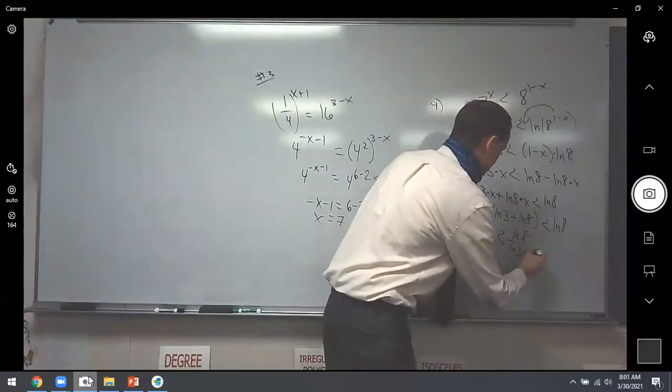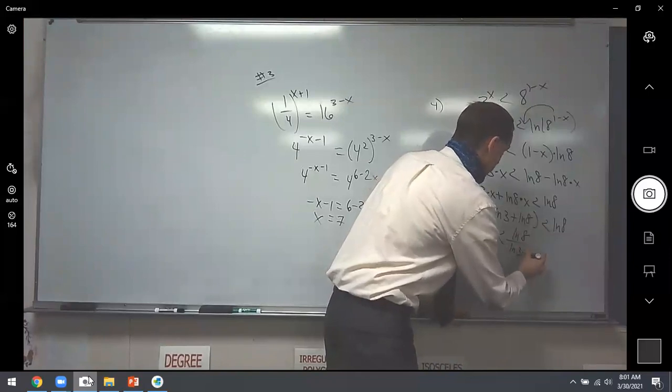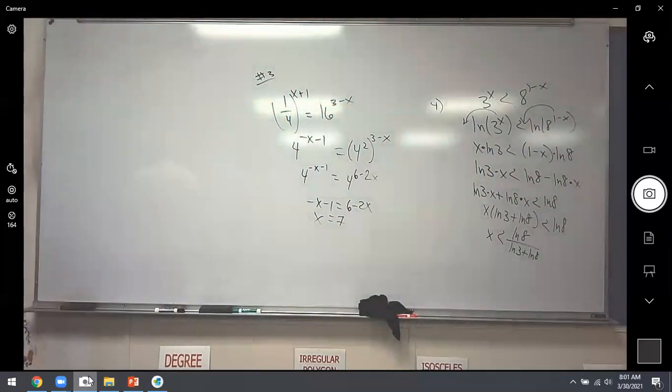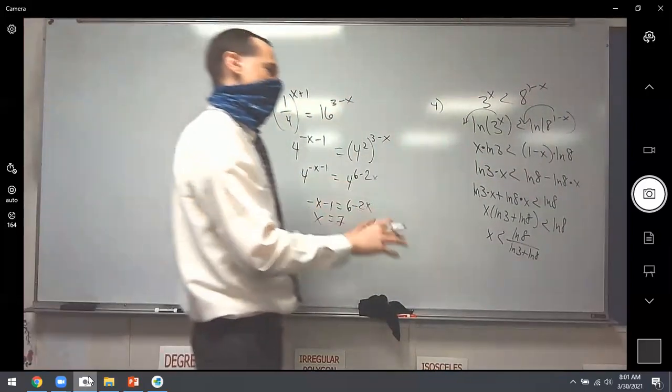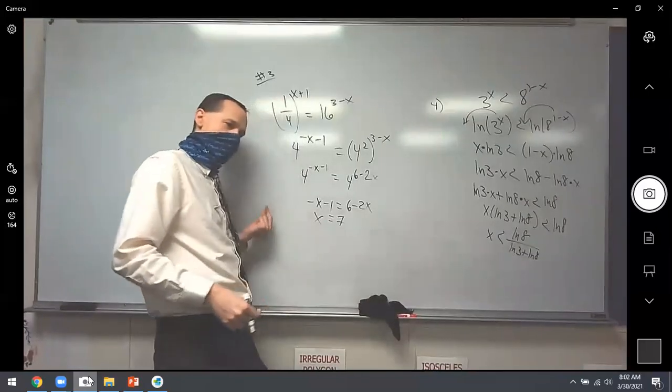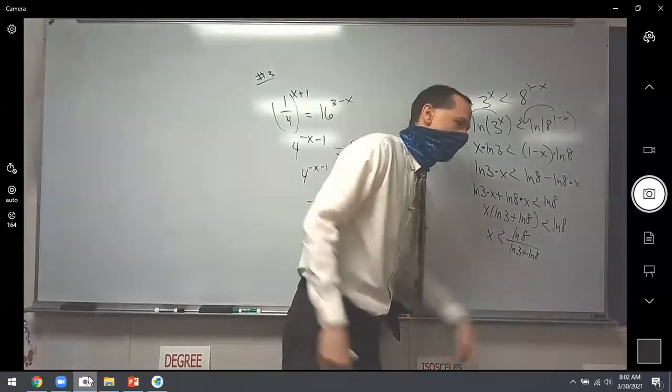X is less than the natural log of 8 over the natural log of 3 plus the natural log of 8. But you know what I want? Even though it's not on the test, I want things in interval notation. So if this is some weird number, I'm looking for x's that are less than it. I'm looking for everything from negative infinity up to that number.